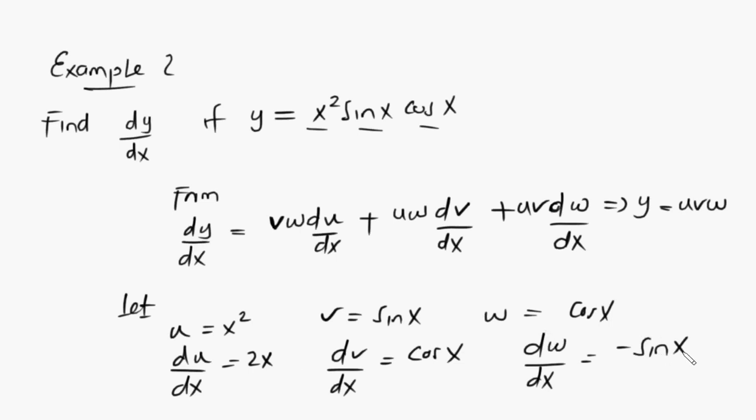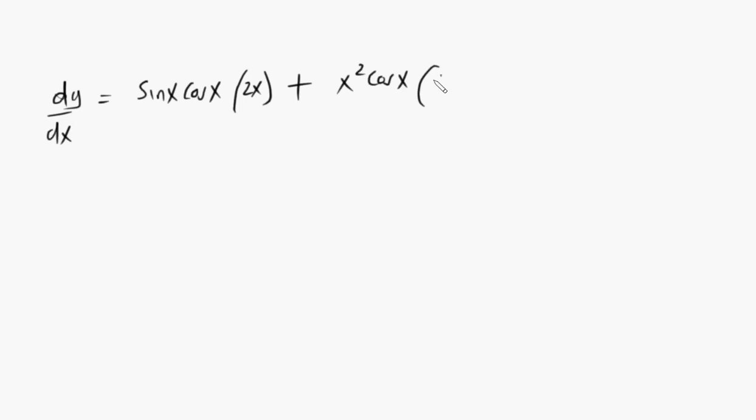So we have these 3. So we have them here and we have that one. So my dy/dx is just v, this one, sine x times w times du/dx, plus we have u now. u was x squared times w times dv/dx, plus we have what? We have u times v times dw/dx.